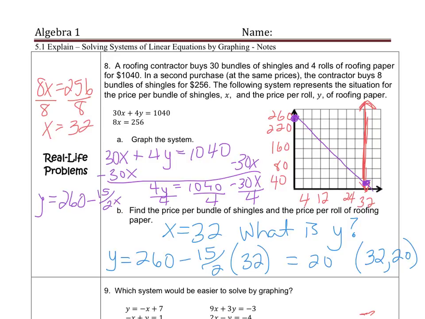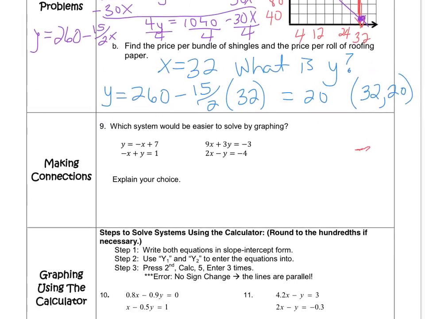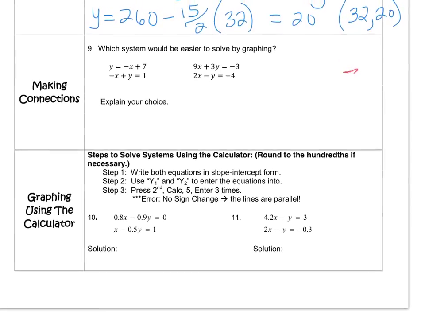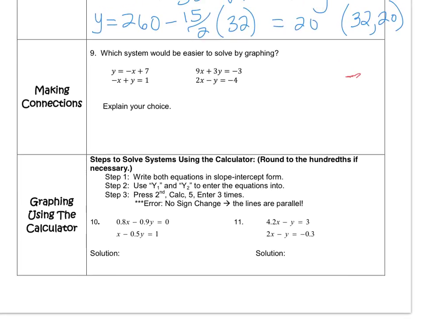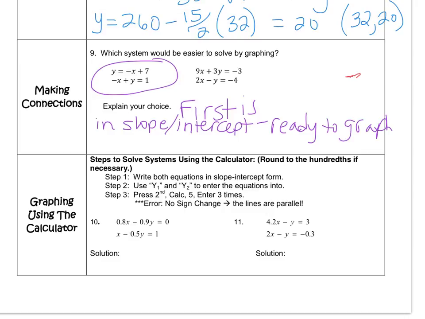All right, so now I want you to look at number 9, and the question is, which system would be easier to solve by graphing? There's no right or wrong answer on this. Everybody has an opinion. What I want you to do is to stop and think about what your opinion is and justify it. Everybody approaches problems differently. So whatever you see to be the correct answer is perfectly fine. Pause your video, explain your choice, and then start back up for the discussion.